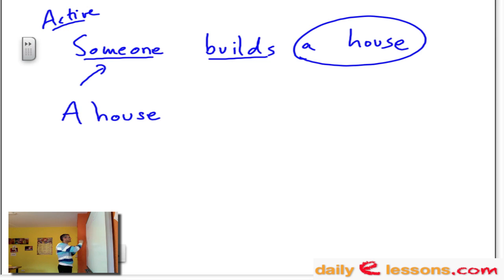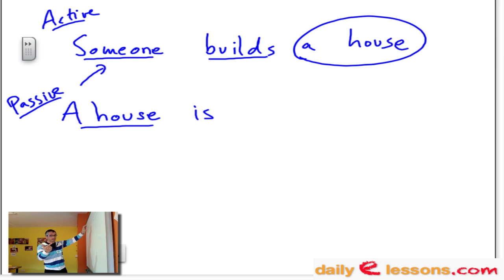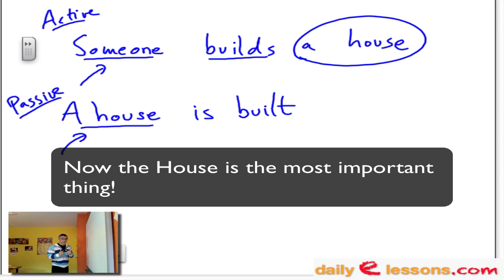We need to create a passive sentence. Okay? So we've got the object, now it's the subject, let's say a house. Then we need the verb to be in the same tense, for example, is, and the past participle, third column, ed. In that case, the past participle is built. What's happening here? A house is built. This is the most important. What is the most important thing? The most important thing in that case is a house is built.